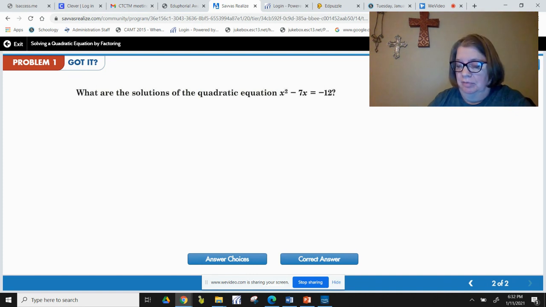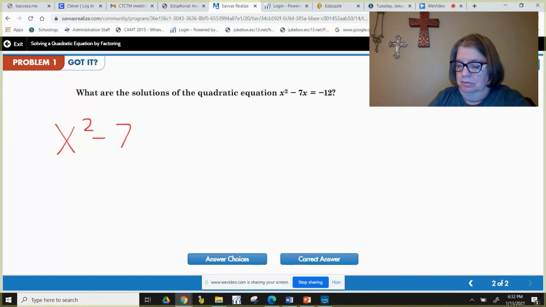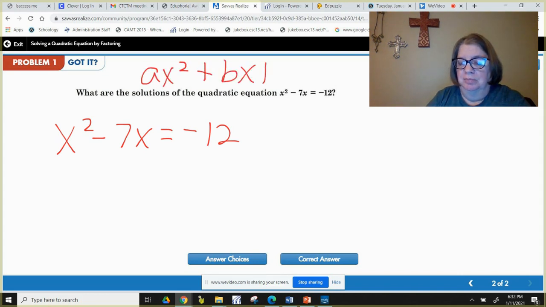Okay, this is almost like the one we did. What are the solutions of the quadratic equation x squared minus 7x equals negative 12? Before we can factor it, we need to put it in standard form. Remember, standard form is ax squared plus bx plus c equals 0. So I need to move the 12 over. I'm going to add 12 to both sides.